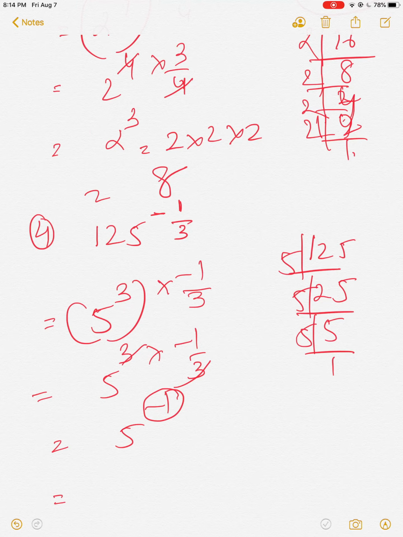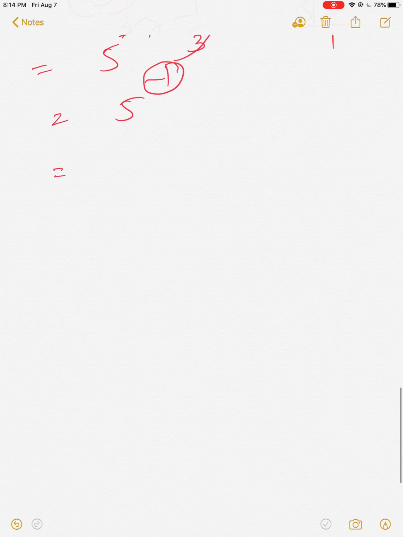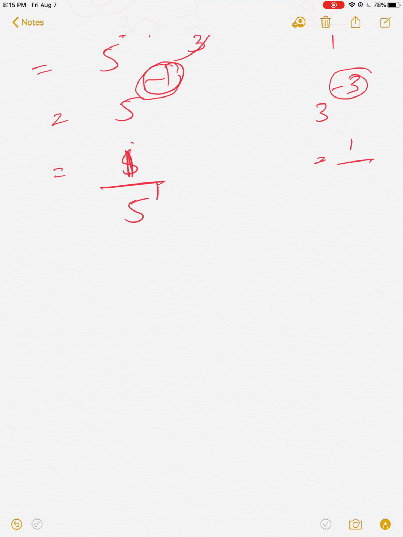Now here the exponent is negative. So when you take it to the denominator, that can be written as 1 upon 5 raised to power 1. It is in the numerator; when it goes to the denominator, this negative value becomes positive. Suppose 3 raised to power minus 3 is there. To make the power positive, we can take it as 1 upon 3 cube. That is about question number 2.